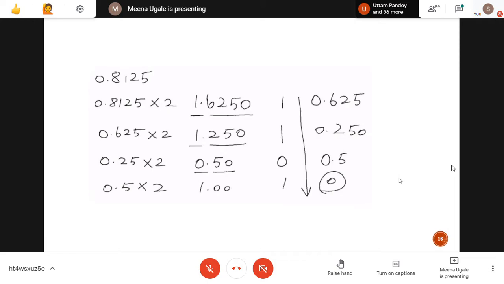Note down this example. I will show you one more example and then you can try on one or two numbers. Ma'am, the answer here would be 1101, right? Yeah, correct.